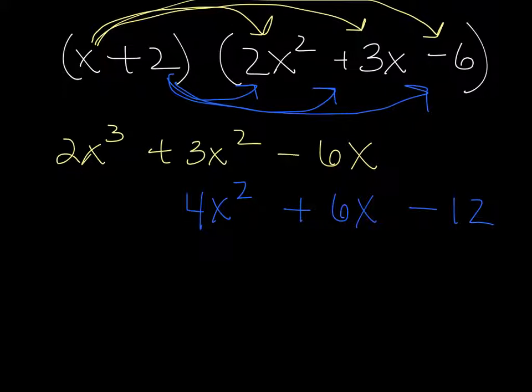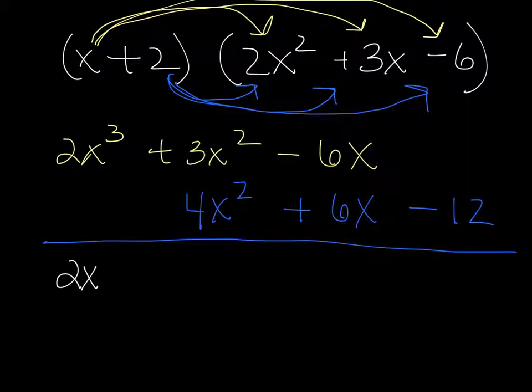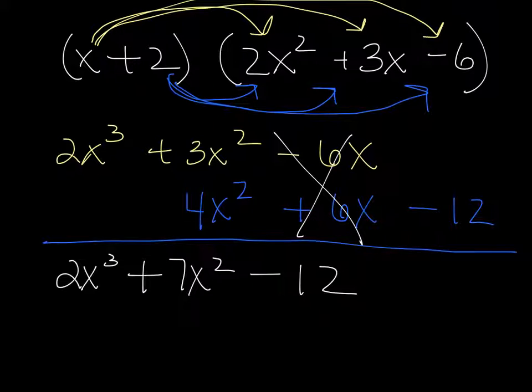Now I have to remember I have to combine all of these together, which is why I lined all this up. So I'm going to add 2x cubed plus nothing is 2x cubed. 3x squared plus 4x squared is positive 7x squared. Negative 6x plus 6x, those just happen to cancel out, so I have no x term. And then I have a negative 12. So my final answer is 2x cubed plus 7x squared minus 12.